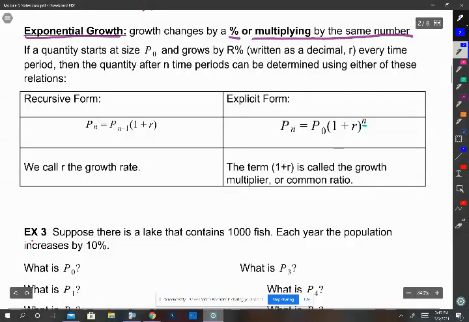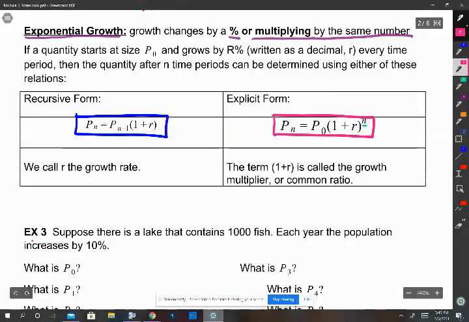Again, there's a recursive formula, and there is an explicit. When we look at it, our n and our P sub n are variables, and our P sub 0 and r are going to be numbers. The same thing goes for recursive. These are going to stay P sub n and P sub n minus 1, and then we're going to have a change. This r is called our growth rate, and we're always going to write our percent as a decimal.